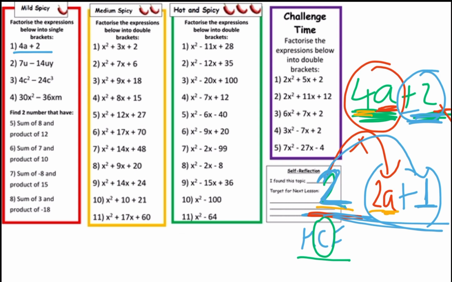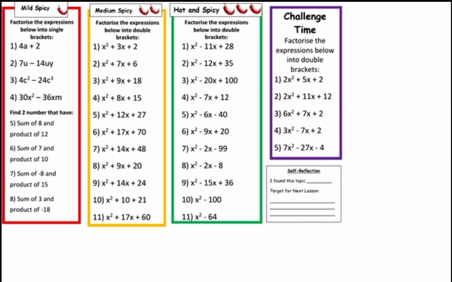We've put it in a bracket. Let's try another one, for example. Let's try the second one here. So here we've got 7u minus 14uy. Now if we look at this, you've got a 7 here, you've got a 14 here. So what's common in the numbers? There's a 7. The first term has a u, the second term also has a u, so u has to also be common.